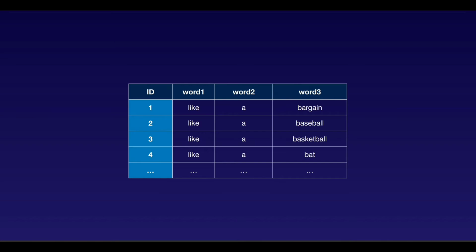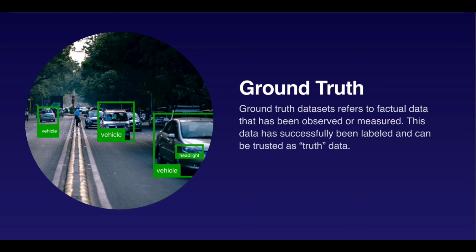The important thing to remember is that corpus data is the same thing as text data, and this just refers to the data set collected from the text. Now, the next terminology I want to discuss is known as ground truth data, and this is just a general machine learning term for datasets that refers to factual data, or data that has already been successfully labeled, and we can trust this as truth data.